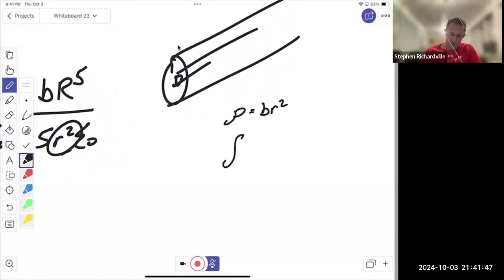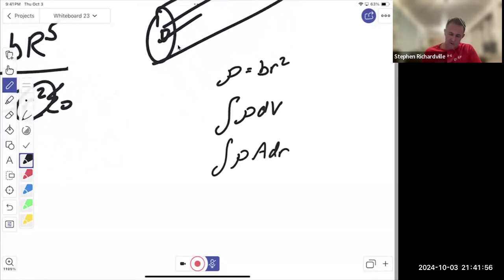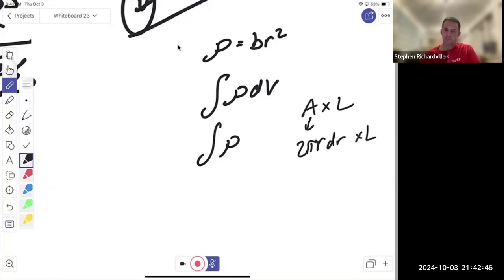Well, what would I have to integrate? Inside, I would have to integrate density with my derivative of volume, which would be density times area dr. But I've got to be really careful with area here. In fact, let me even fix this, because again, the math has got to make sense. So I don't want to do pi r squared dr because now I'm getting back to redundancy. The volume of a cylinder is area times length. Is that okay? So what this really is going to be is 2 pi r dr times length. Does that kind of make sense?